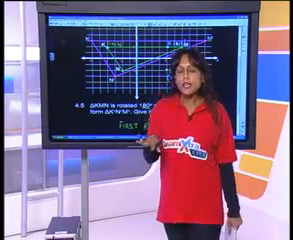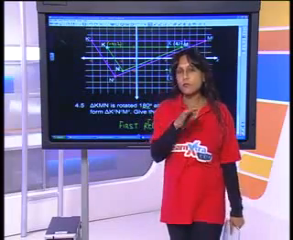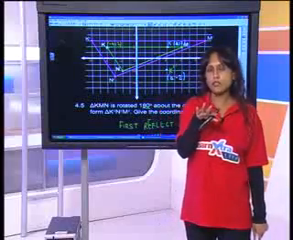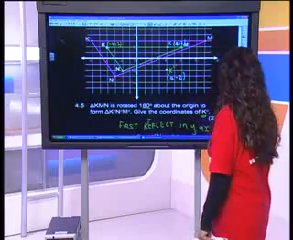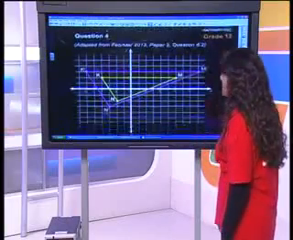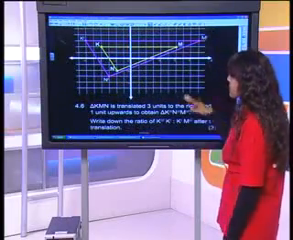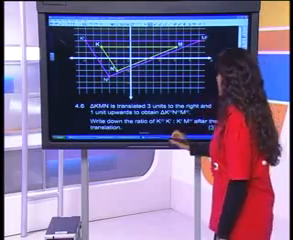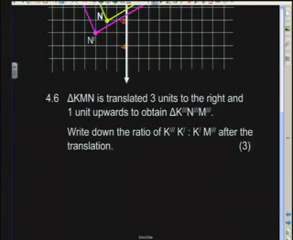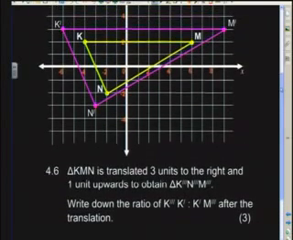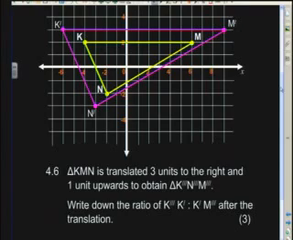I'm going to have a look at the next one, but in fact, I want to give you the answers to question 3 because I think the next question is really long and we're not going to have time to finish it. This is the one where we translate the triangle 3 units to the right and 1 unit up. I'm going to show you what happens here, but we're not going to have time to finish this question.